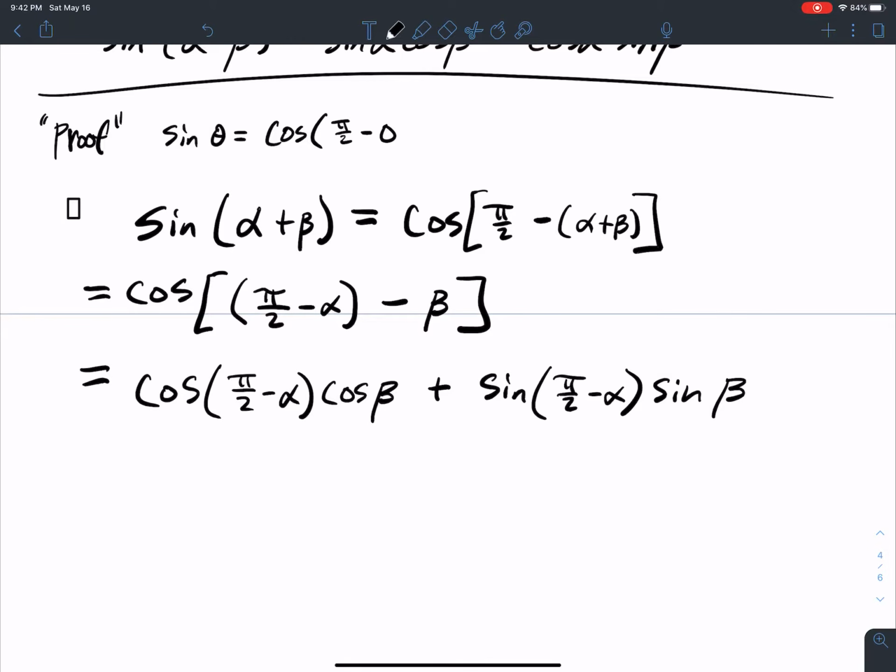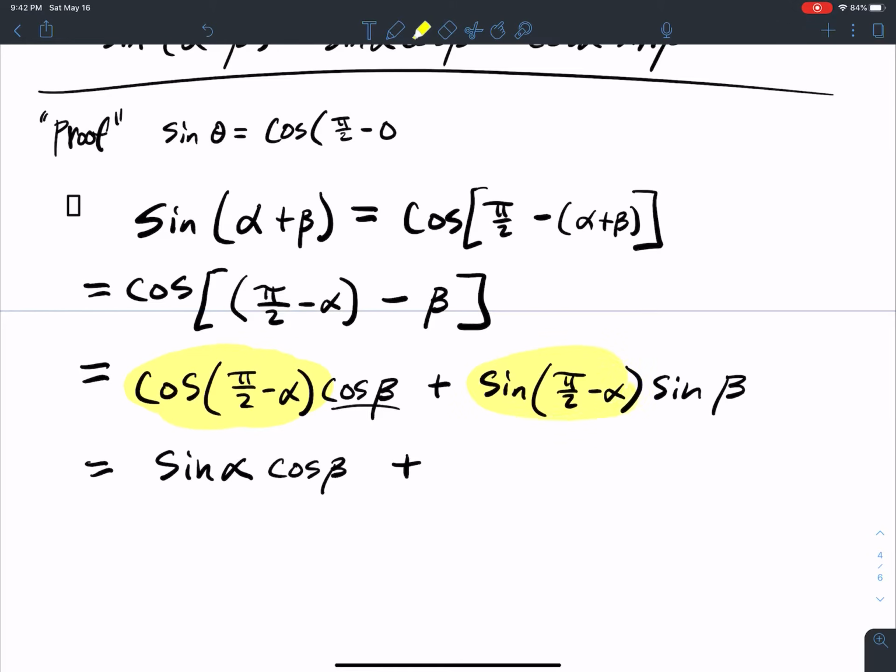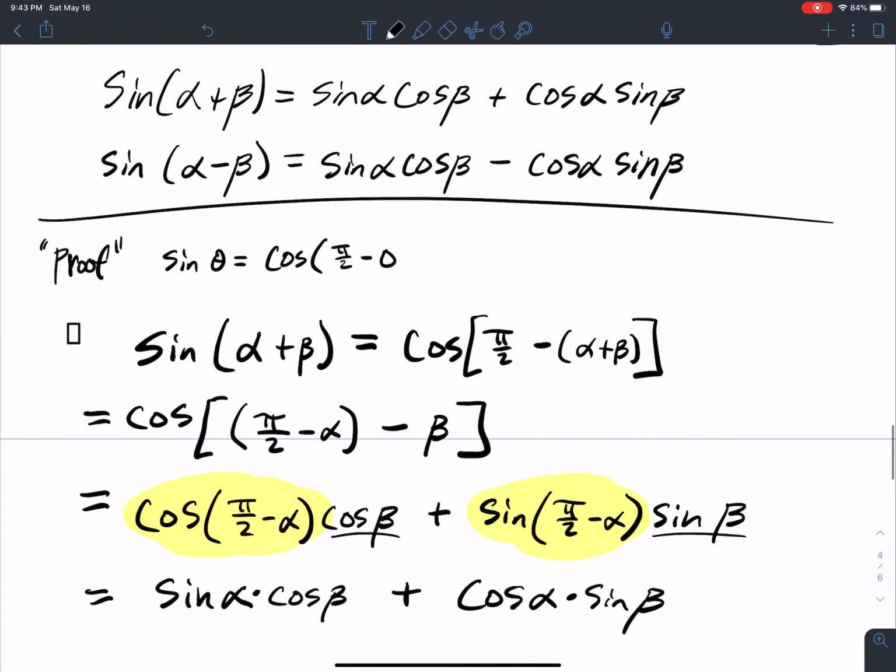And then I need to use my coterminal identities. What do I know? This piece right here is the sine of alpha. Okay, that becomes a sine of alpha. And then we have cosine beta plus. And now this piece right here, coterminal identity, this is the cosine of alpha. And then times the sine of beta there. Okay? And that establishes the first identity right here.